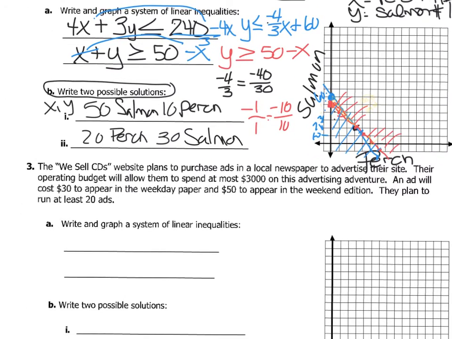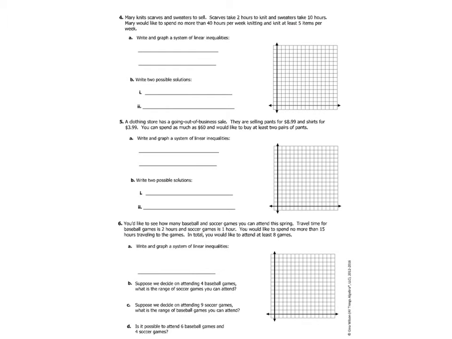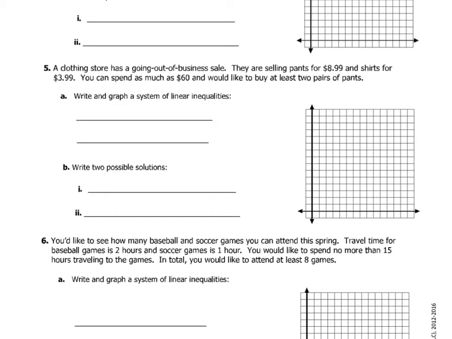Let's see. Let's flip over to the other side. Okay, let's look at number 5. A clothing store has a going out of business sale. They are selling pants for $8.99 and shirts for $3.99. You can spend as much as $60 and would like to buy at least 2 pair of pants.